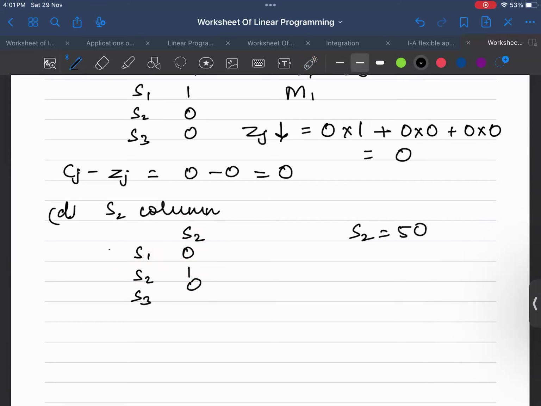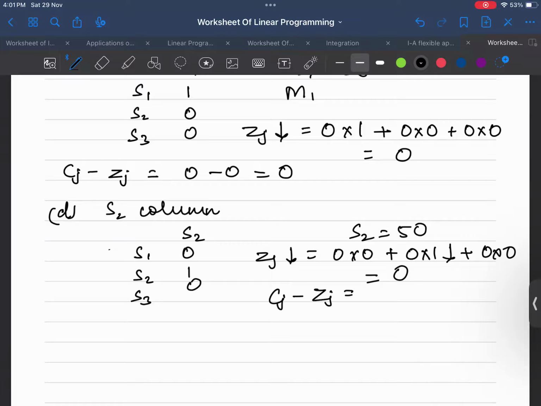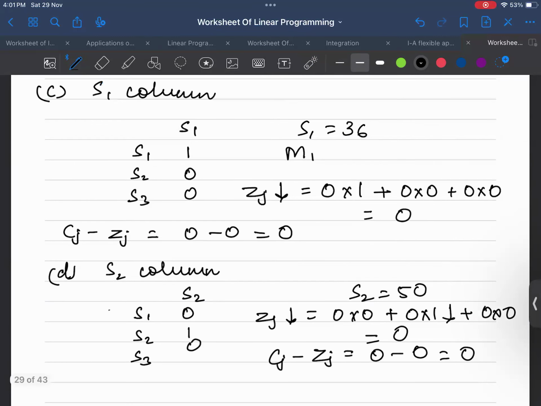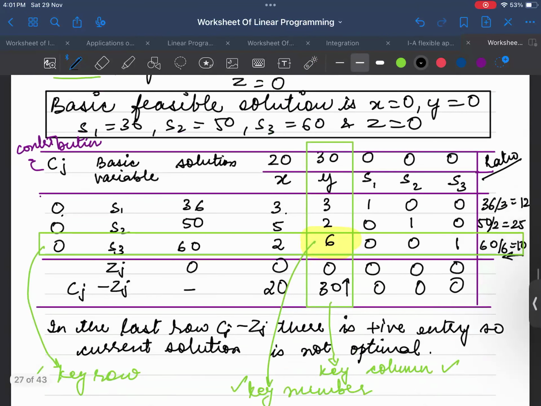So we can say the reduction in the Z objective function would be 0 multiplied by 0 plus 0 multiplied by 1 plus 0 multiplied by 0, which comes out to be 0. And the net effect of Cj minus Zj would be 0; it makes no difference if we bring in S2 in place of S2. There is no logic in replacing them with each other. The contribution of S2 is 0 and Zj is also 0, so it comes out to be 0. I think this concept of what it means is clear.